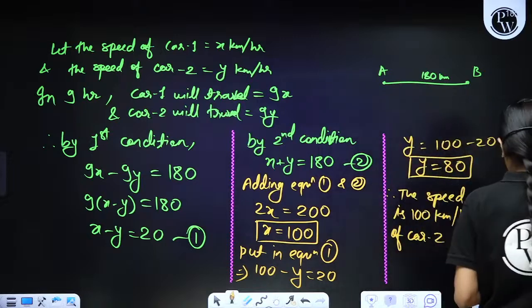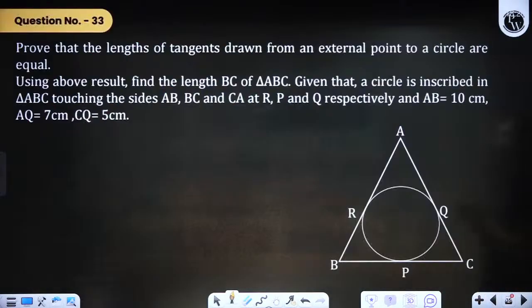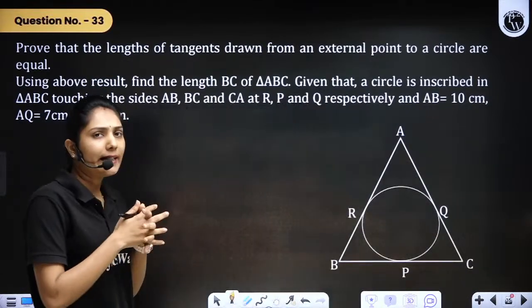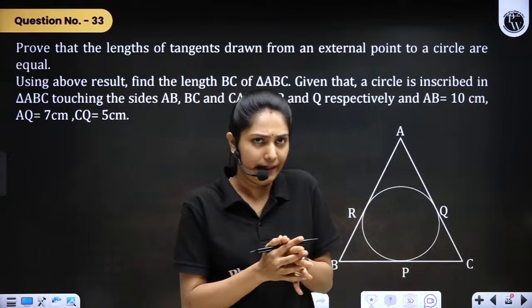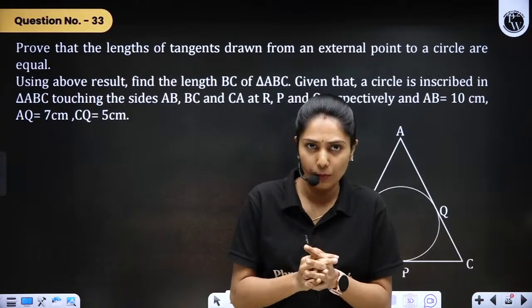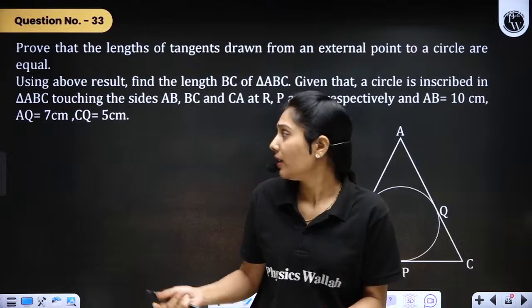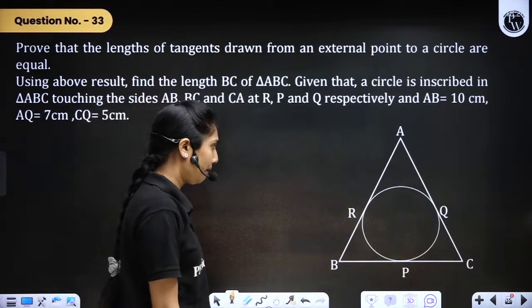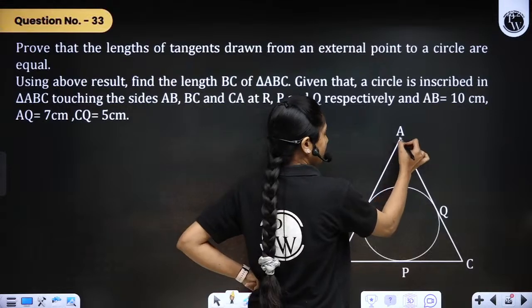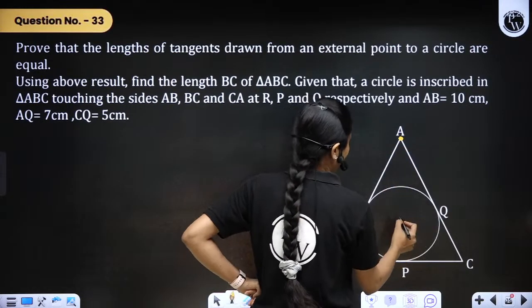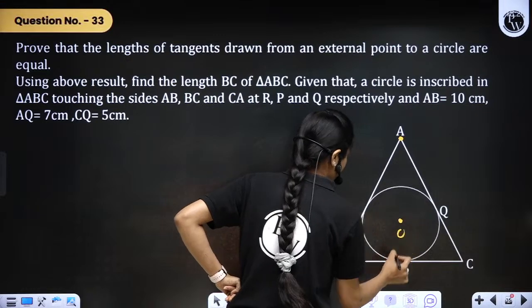Now the next question. Prove that the lengths of tangents drawn from an external point to a circle are equal. That's what we have to prove, and after proving that, we have to solve the second part of it. So how can we prove it? Let's consider from point A, AR and AQ are two tangents to the circle and the center is O.